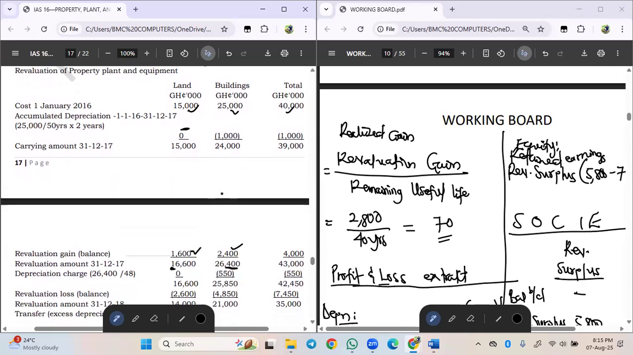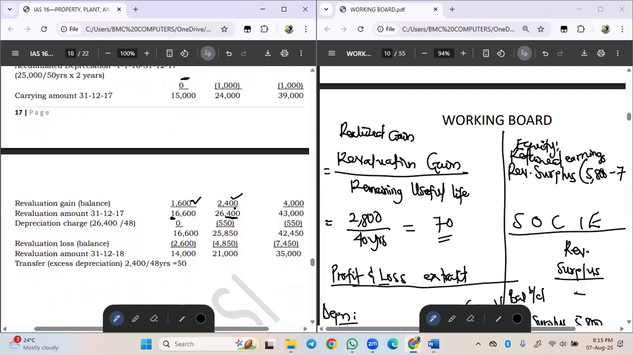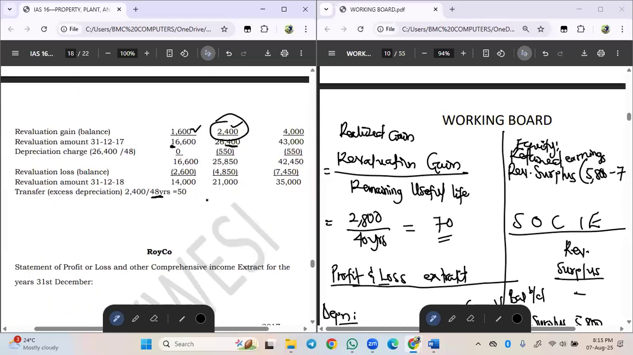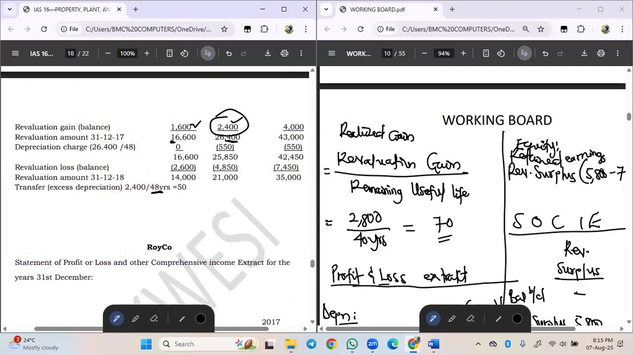So you look for the revaluation gain of that asset, 2,400, over the remaining useful life, over 48 years. Or you use the long method. The depreciation charge on the revalued amount is what? 550.